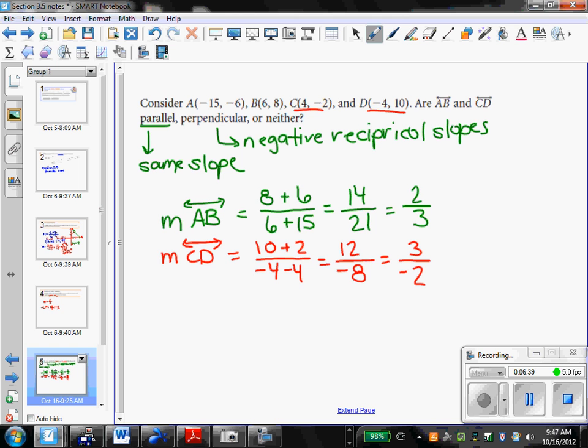So 2/3 and 3 over a negative 2 are negative reciprocals of one another. So then we come to the conclusion that line AB is perpendicular to line CD. And I write it as a geometrical statement telling me that the two lines are perpendicular.